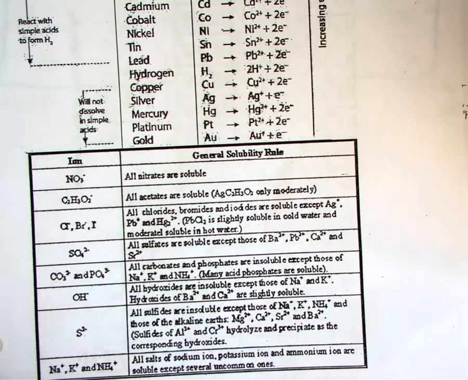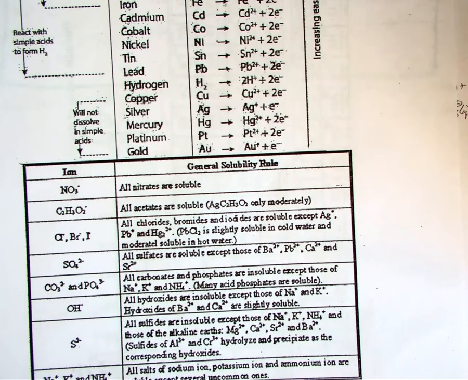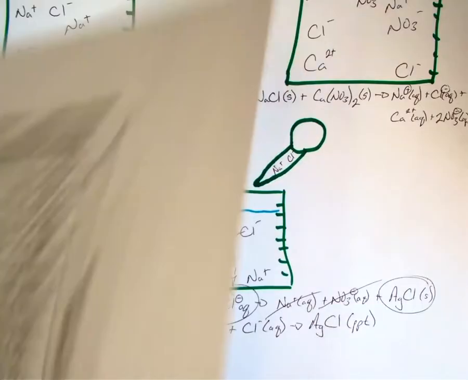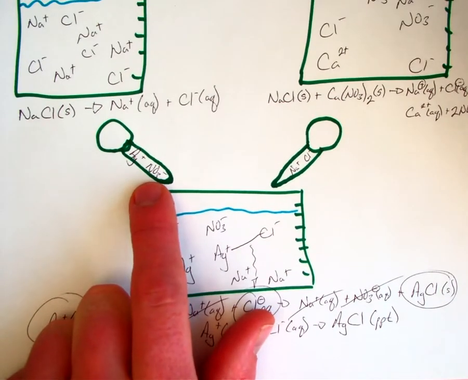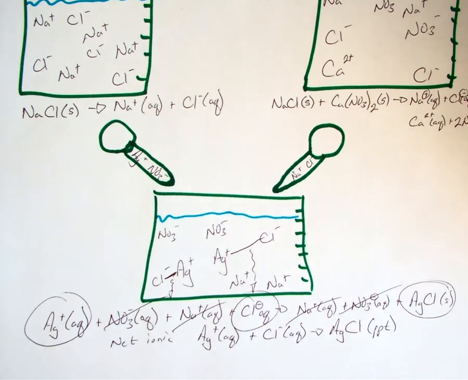as a solid in water, except those are sodium, potassium, ammonia, and those are the alkaline earths. And then lastly, all salts in the sodium ion, potassium ion, and ammonium ion are soluble, except for several uncommon ones, which we will not concern ourselves with. Now, that said, using this chart, we should be able to predict what will happen, or the state of each of our aqueous solutions after introducing one to the other in a solution.